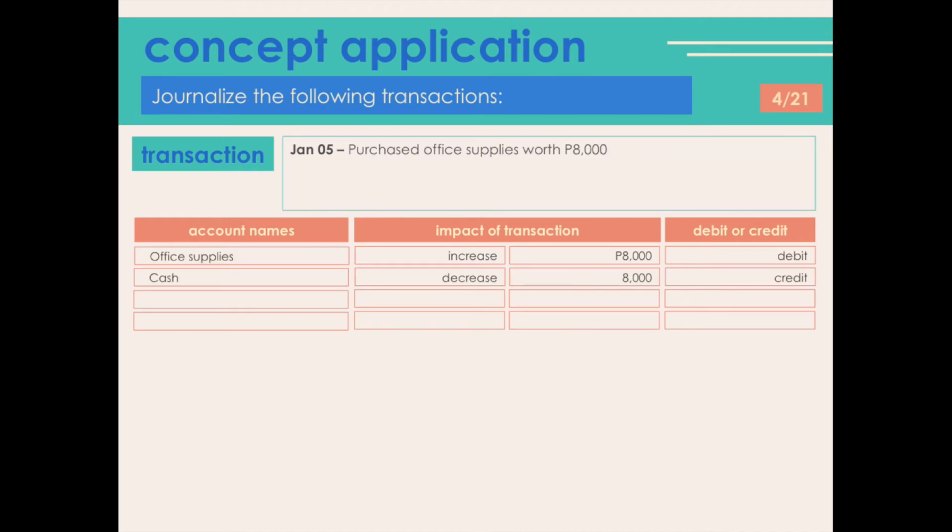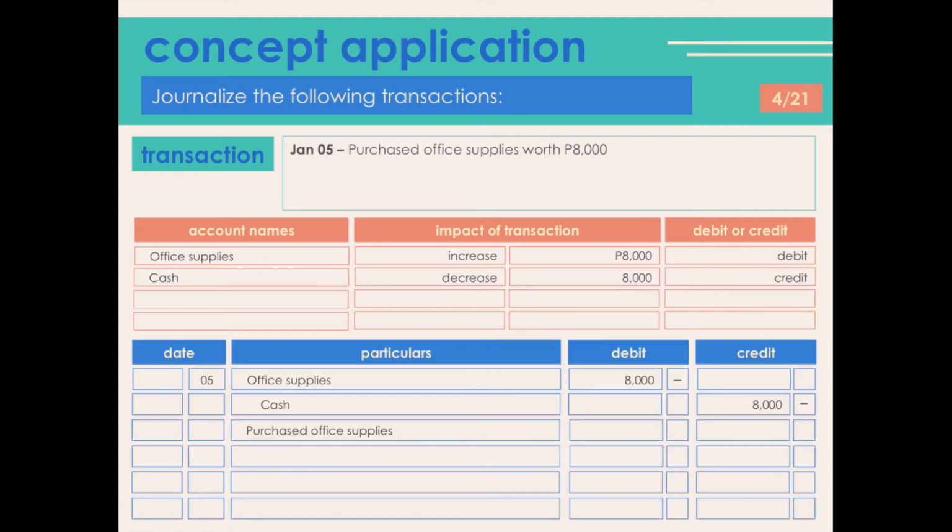January 5. Purchased office supplies worth 8,000 pesos. The value received by the company would be the supplies, so we debit office supplies for 8,000. The value parted with would be the cash payment, so we credit cash for 8,000 as well. Again, make sure you fill in the date and provide a brief description. January 8.